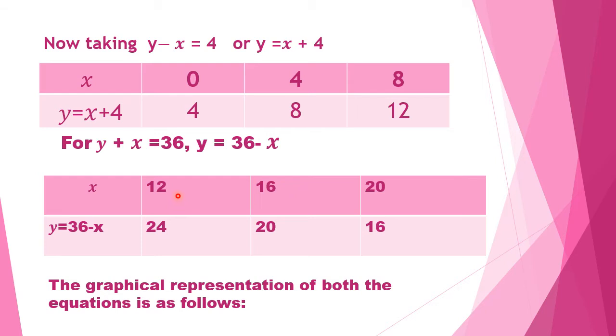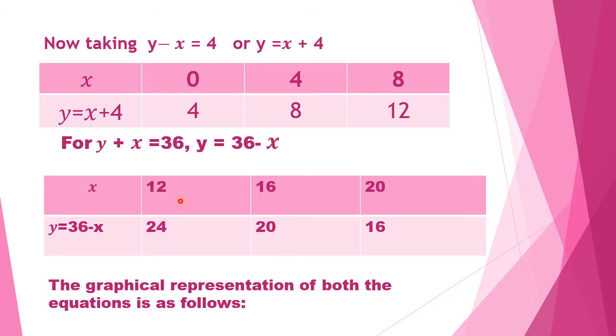If you are taking 12, then you have to be careful that you take the other values as 16 and 20. And why did I take this 12? Because I want less difference between 36 and x. So it's better to take 12, 14, 18 such values. The difference will be less.